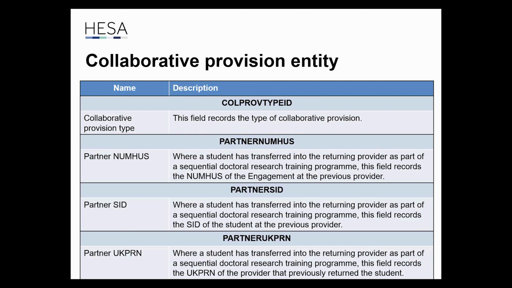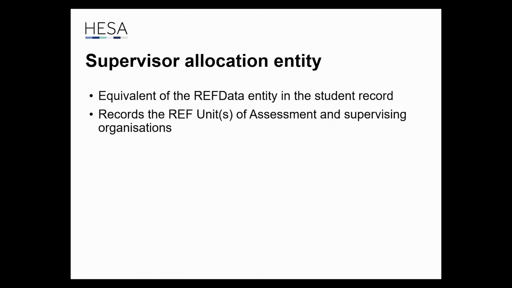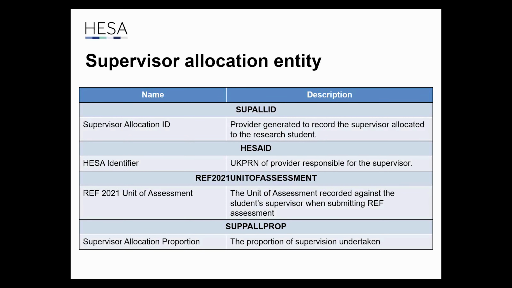So next I will go through the different data items and entities that sit at the StudentCourseSession level, starting with the Supervisor allocation entity. For those of you familiar with our current return, this is the equivalent of the REF data entity. So what we're recording here is which organisations are supervising postgraduate research students and what are the applicable units of assessment associated with them. So again, we've got 4 fields to do that. The first is an ID field, so it's just a unique identifier defined by the reporting provider for that entity. We then have the HESA ID field, which records the identifier for the organisation that's providing that supervision.